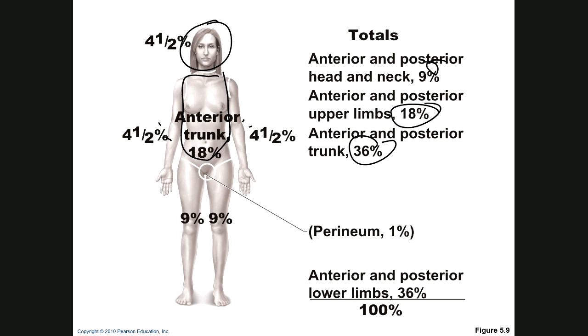The perineum represents 1%, and then the lower limbs is 9% anterior, 9% posterior, 18% for each of the limbs. The 2 together will be 36%. So that would be 100%. Okay. So you should know what we mean by the rule of 9.